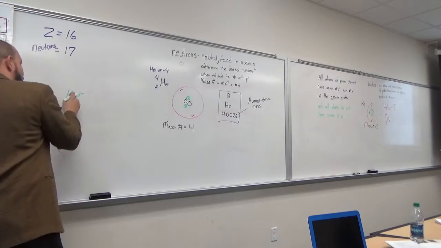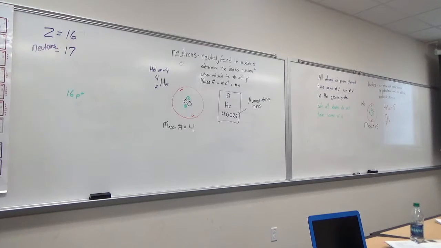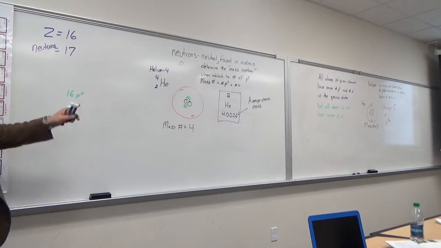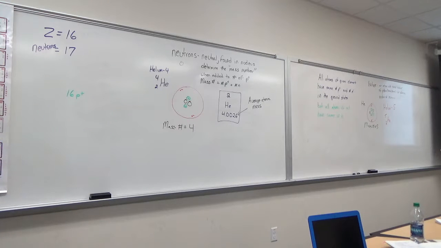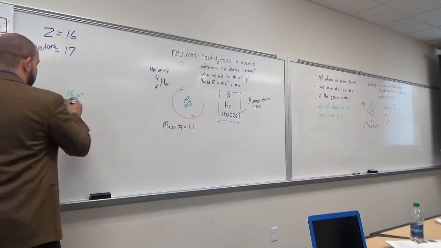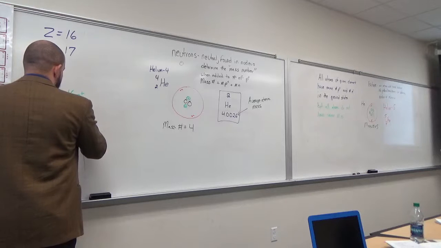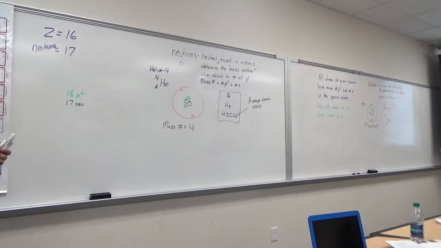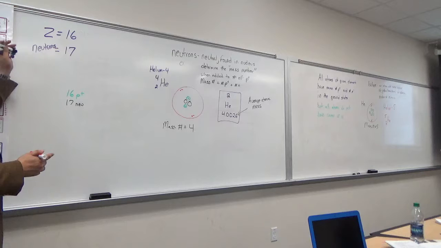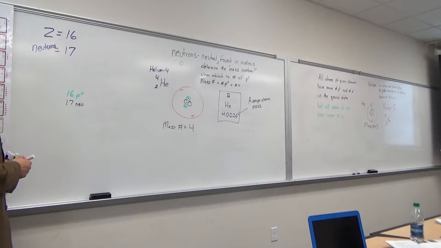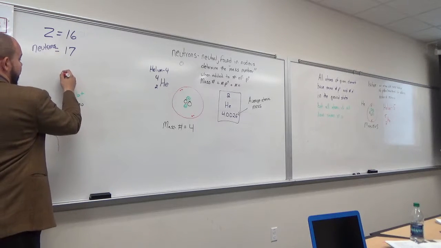16 protons. Why 16 protons? Z is atomic number. Z dictates identity. Protons are the same as Z always. Therefore, 16 is going to be how many protons we have. I gave you the number of neutrons. If we're making neutrons black, you can write 17 neutrons. There is our nucleus. And then around our nucleus, the assumption, unless otherwise told, is that this is in the ground state. Therefore, we should have 16 electrons.